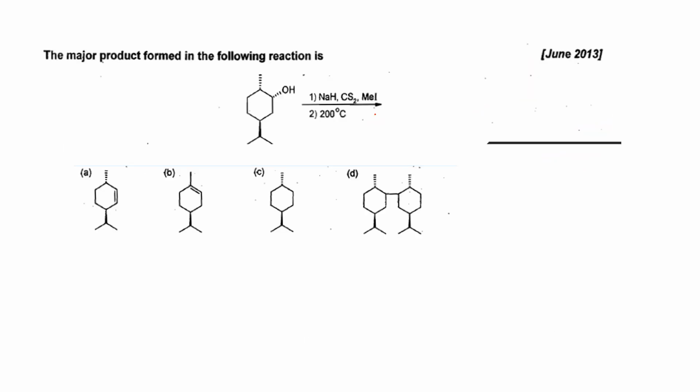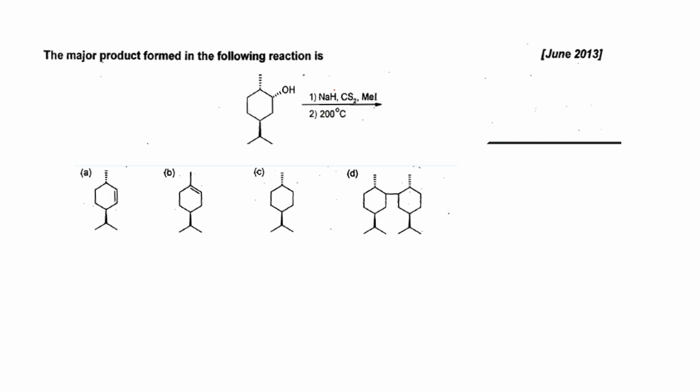The major product formed in the following reaction. In the last class I talked about the Chugaev reaction. You remember? This is a syn elimination reaction using a xanthate ester.